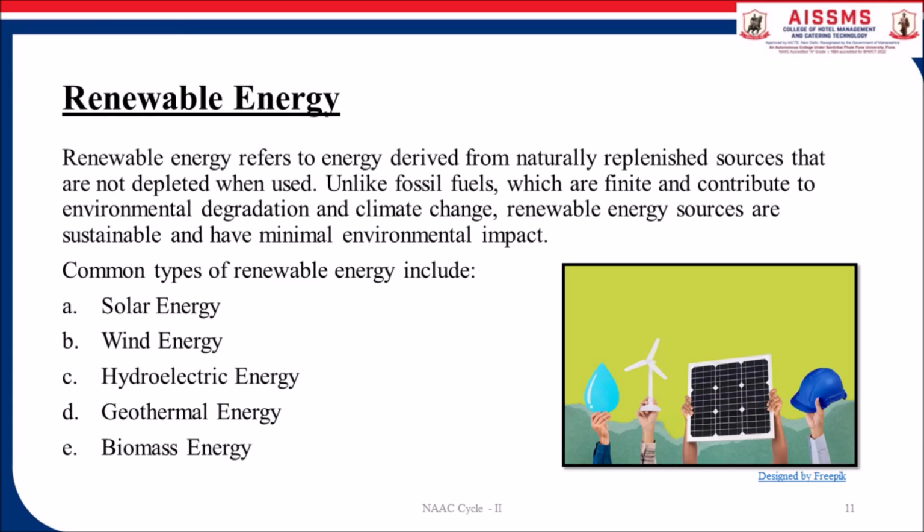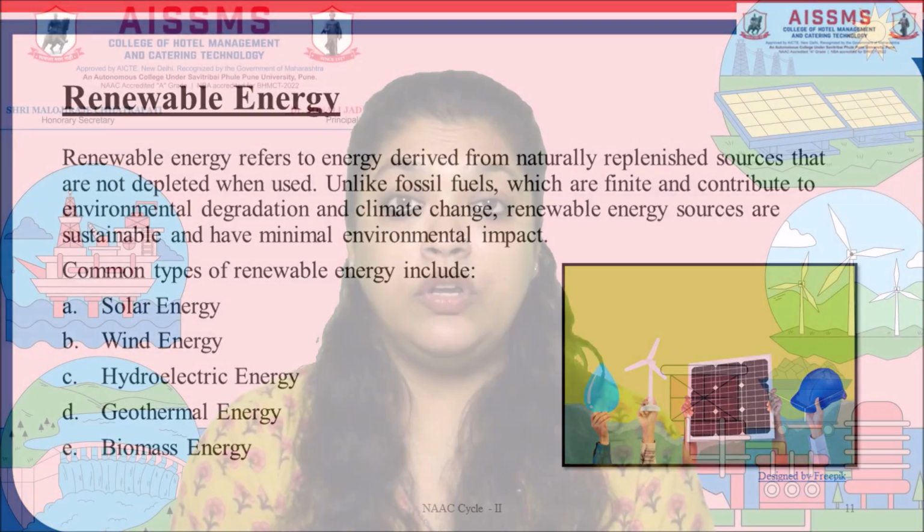Biomass energy. Now, biomass energy is derived from organic materials such as wood, agricultural residues, and organic waste. Biomass can be burnt directly for heat or converted into biogas or fuel for electricity generation, heating, and also for transportation. Now, let us look at the benefits of renewable energy.